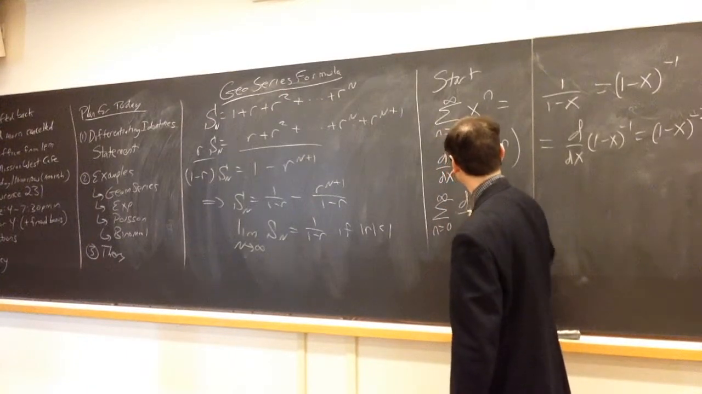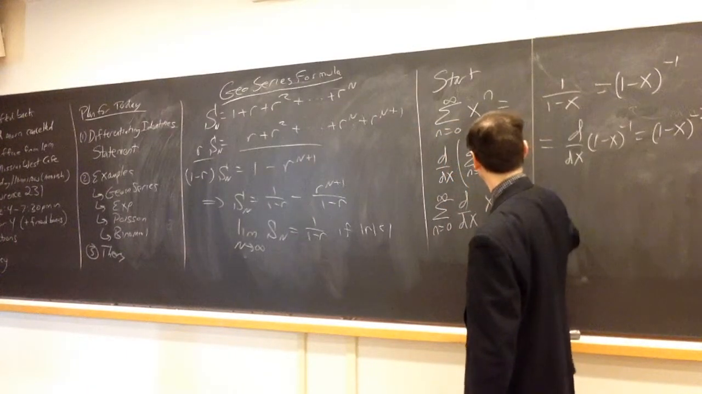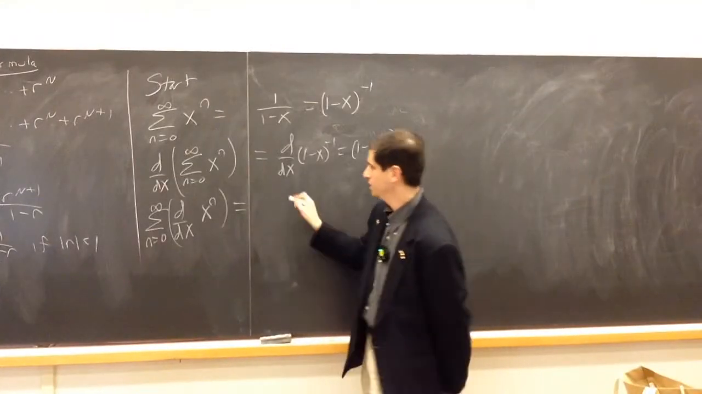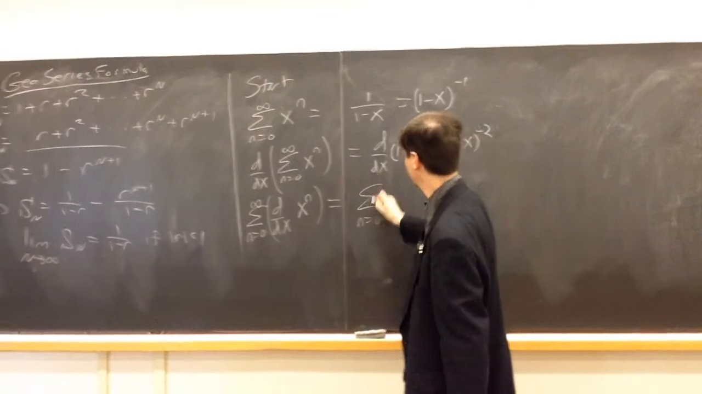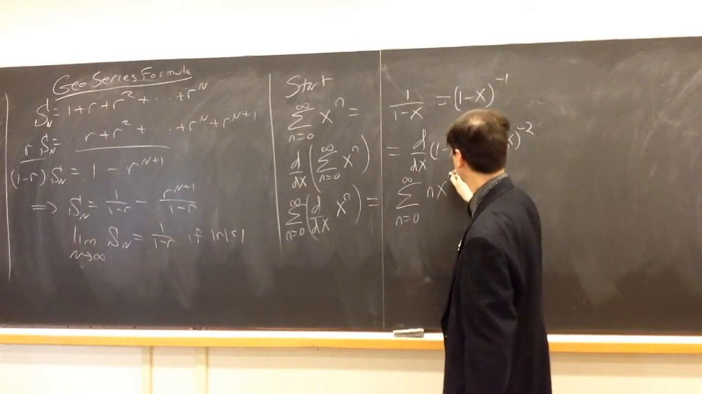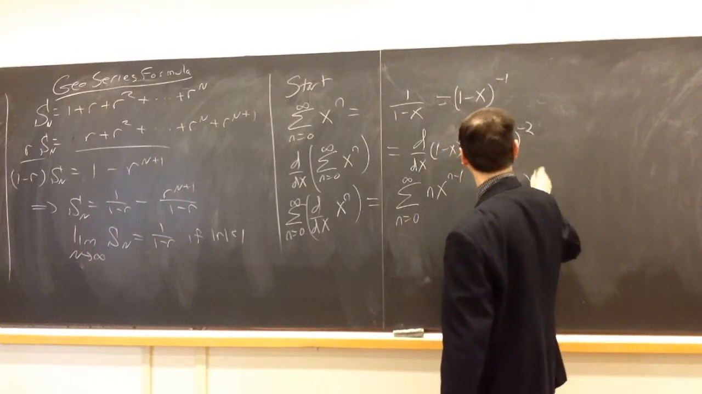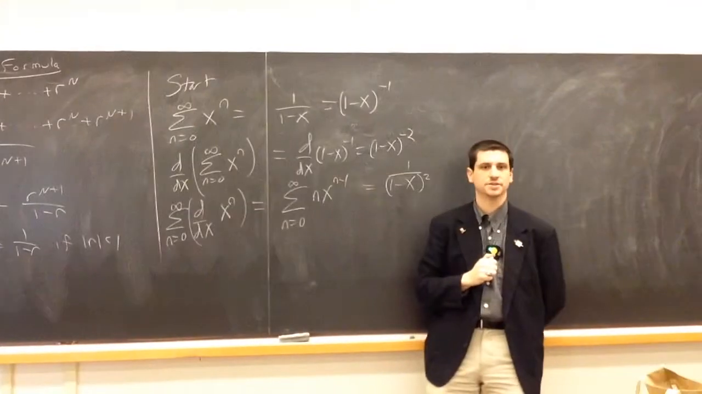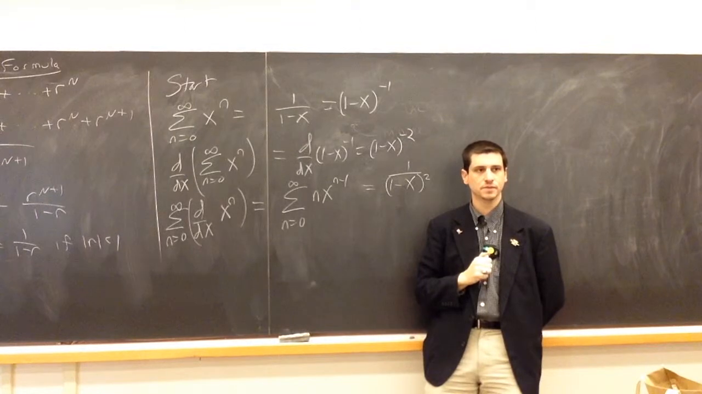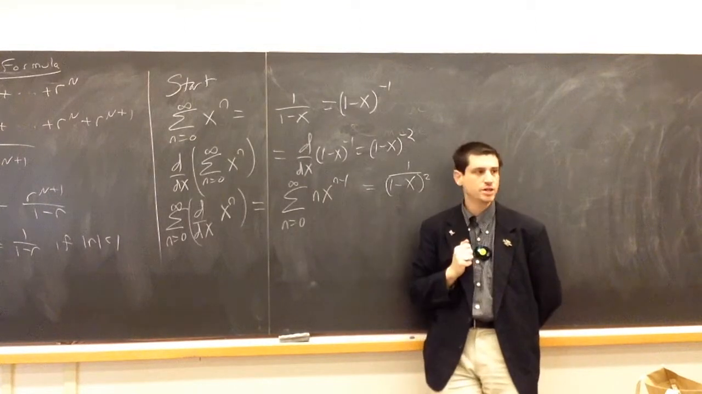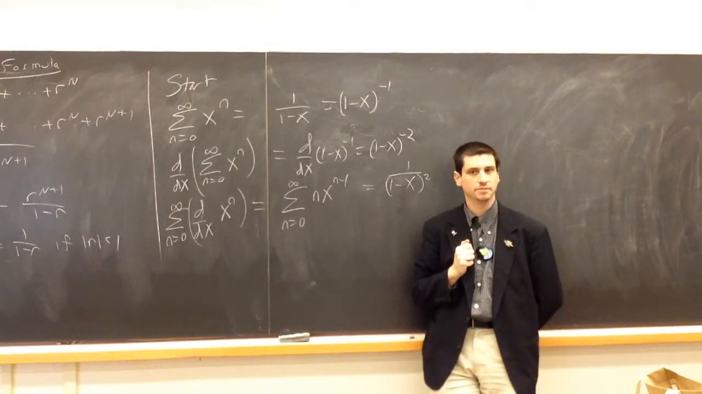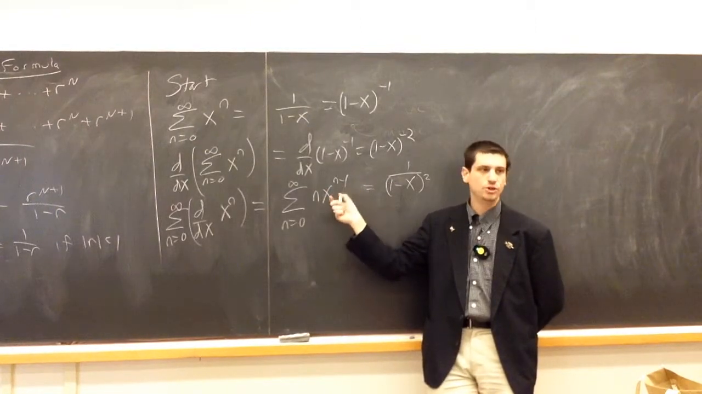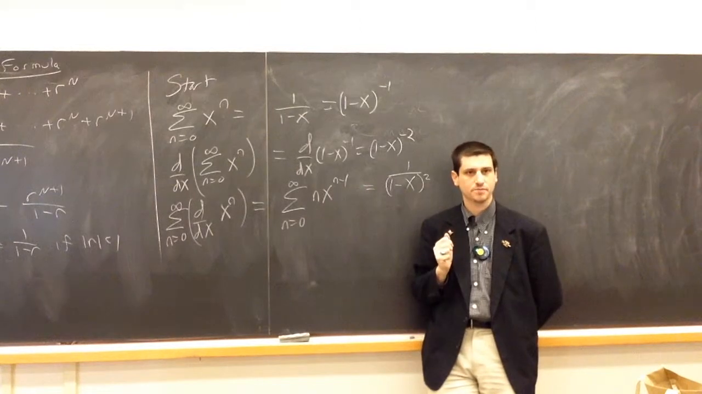And when we interchange, now we have d by dx of x to the n. And now what happens when we take the derivative? Well, that's just going to be the sum, n goes from 0 to infinity of n x to the n minus 1 is 1 over 1 minus x squared. This is very similar to some expressions we saw on the exam, where instead of x we had maybe p or q or something like that raised to a power.